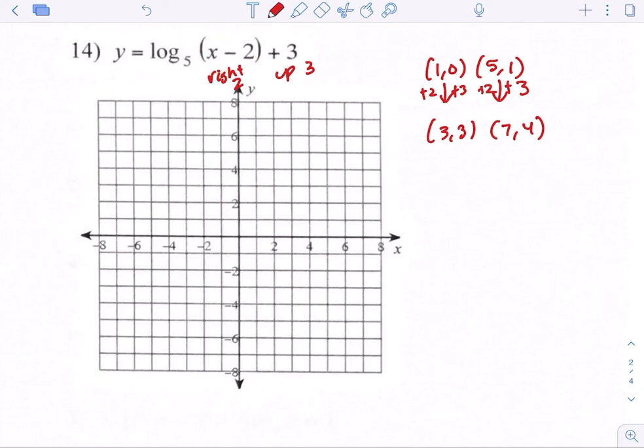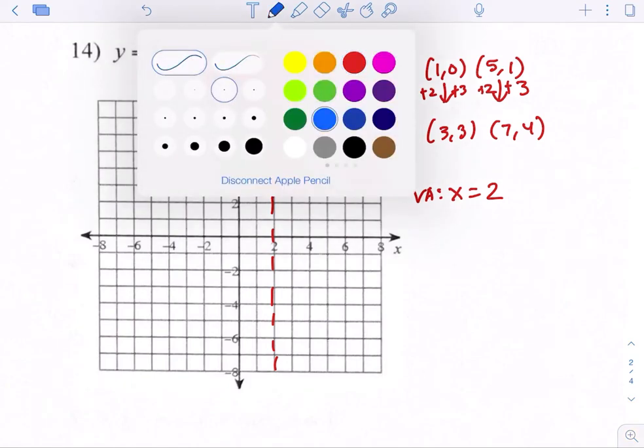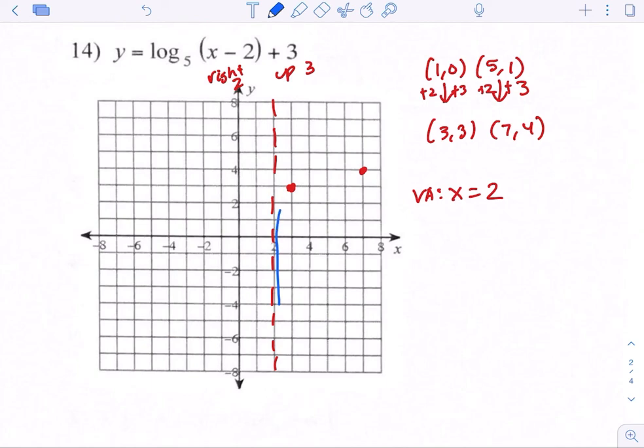Vertical asymptote, set that equal to 0, so that's going to be when x is equal to 2. 3 comma 3 is right there. 7 comma 4 is right there. Guys, graph it along the curve and turn, and there you guys go.